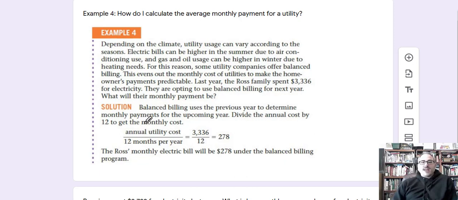So you divide your average cost by 12 to get a monthly average cost. Your annual utility cost goes here, and you divide by 12 months. So if your yearly bill last year was $3,336, you divide that by 12, and you find that the average utility bill was $278 per month. That means under balanced billing the next year, the Ross family will pay $278 per month under a balanced billing program.